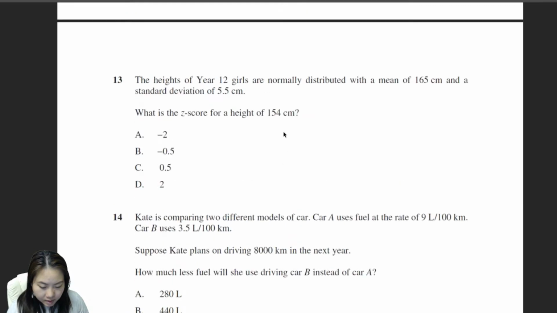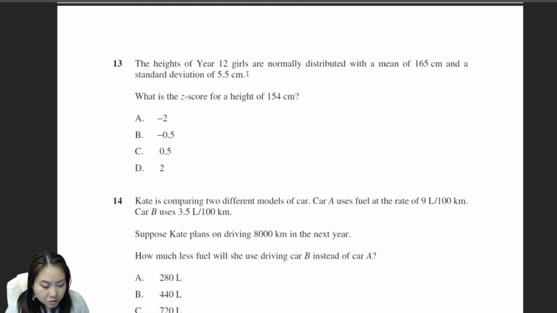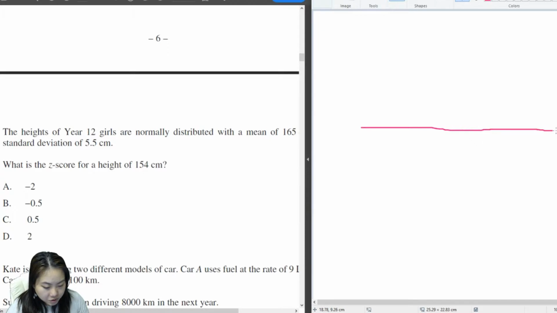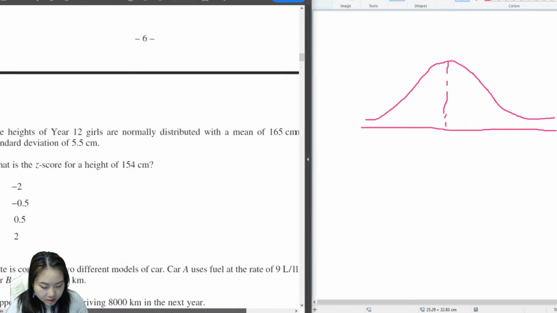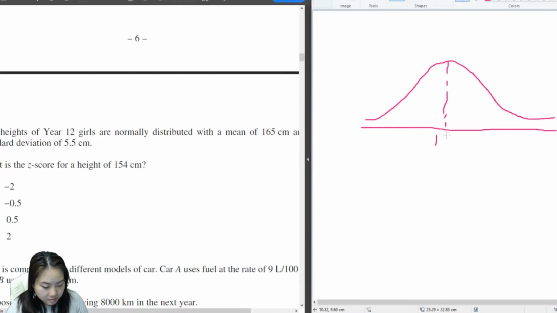13. The heights of Year 12 girls are normally distributed with a mean of 165 centimeters and a standard deviation of 5.5 centimeters. What is the Z-score for a height of 154 centimeters? A normal distribution is just a bell curve, where the middle of the bell curve is the mean, which is 165 centimeters.